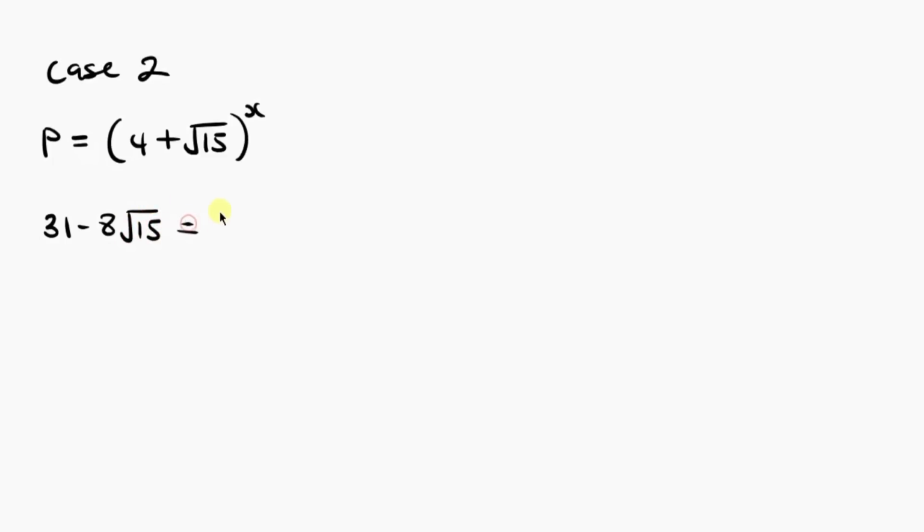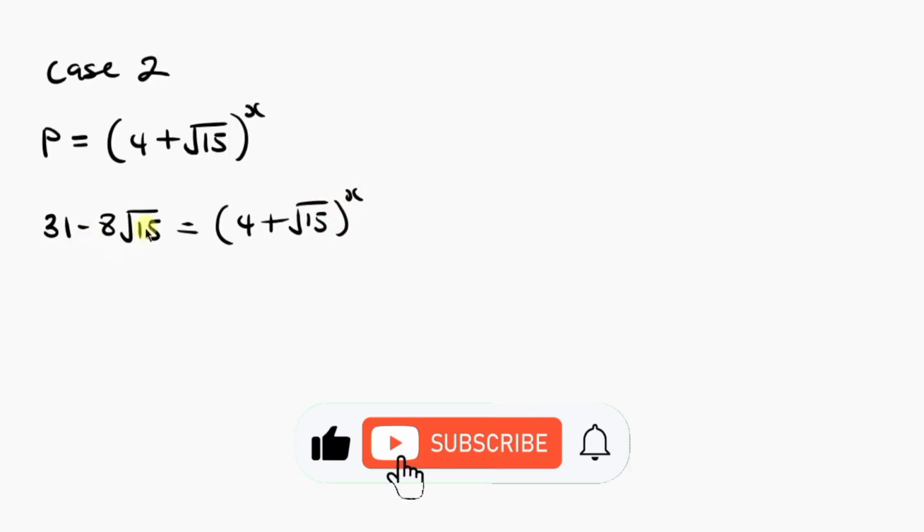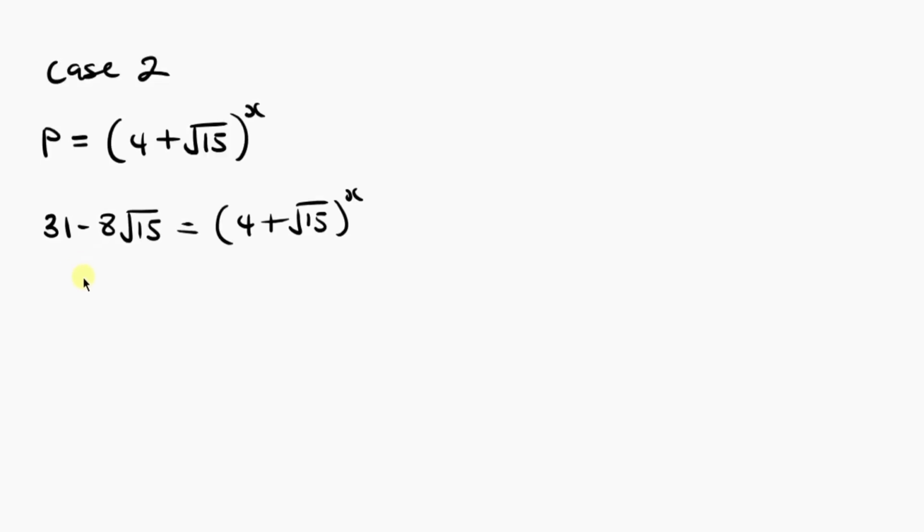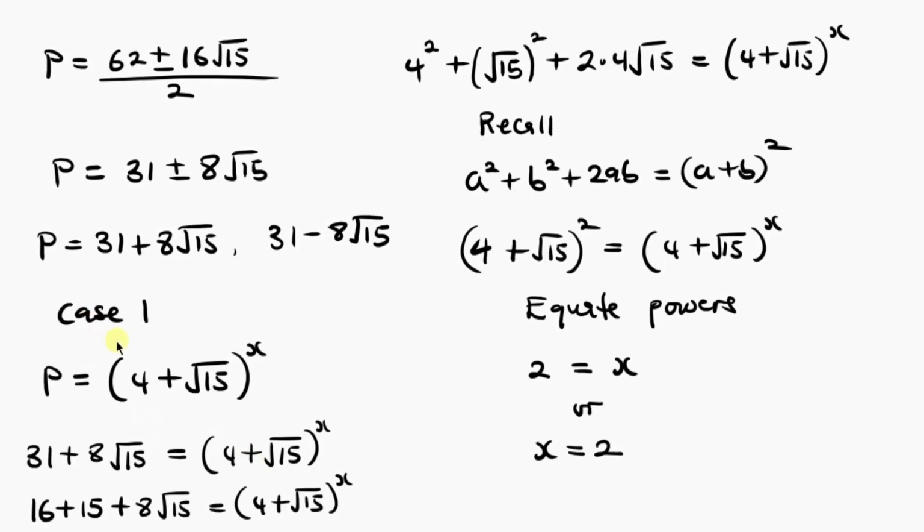Now equal to 4 plus the square root of 15 raised to power s. We still need to simplify this one just as we did in case 1. But in order for us not to waste time, there is something I need to show you. For case 1 of 31 plus 8 root 15, we got a simplification of 4 plus root 15 all raised to power 2. Because it has plus here, it resulted to plus here as well.